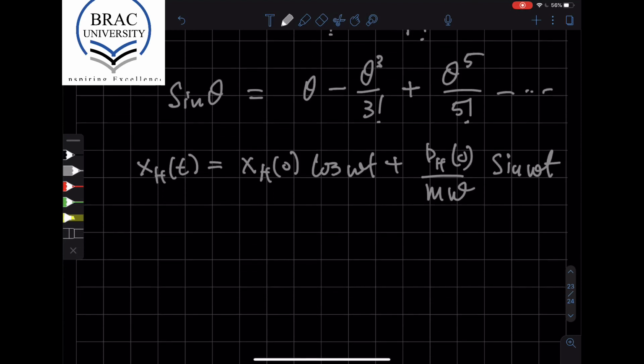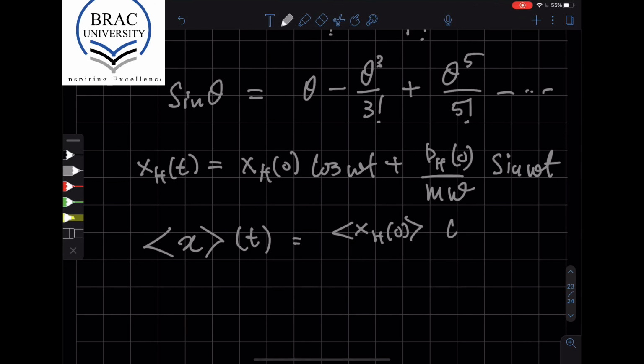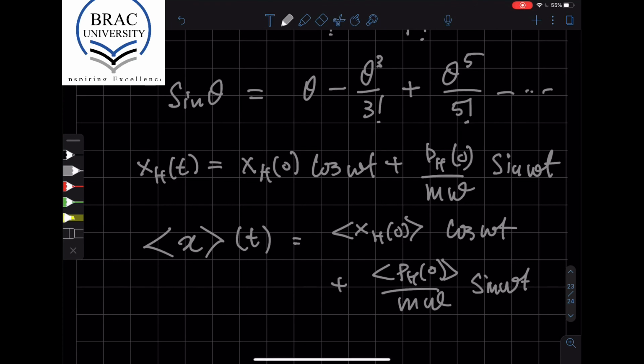And so we leave it as an exercise to show that the expectation value of x and its time dependence is given by this, of course, x at time 0 times cosine of omega t plus the p term at time 0. I'm going to leave it as an exercise to show that this is the same as the time-dependent expression that we got in the previous section.